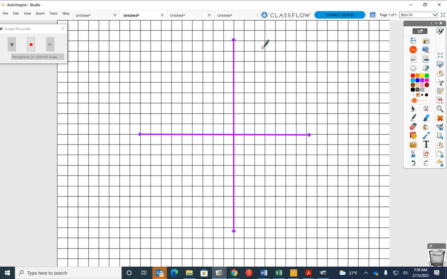Somebody give me a point on the graph. Samir, give me a point on the graph. 3, 1. Okay, everybody graph 3, 1. If I'm going to graph the point 3, 1, what does that mean? What is the first value in my ordered pair? Is that X or Y? X. So I'm going to go over 3 and up how many?